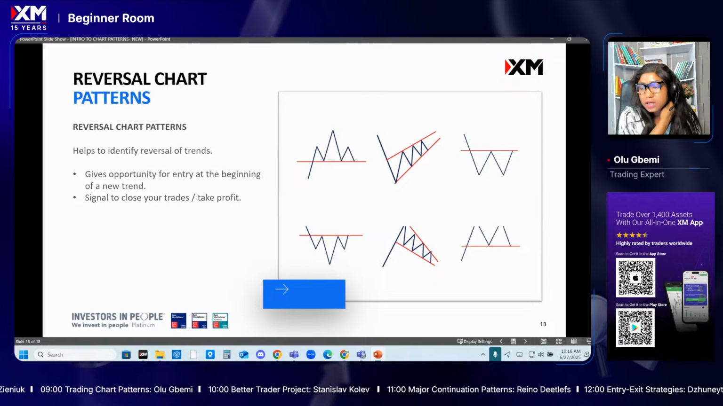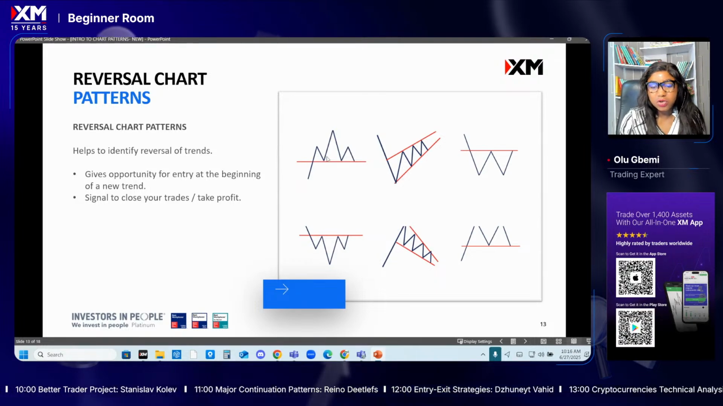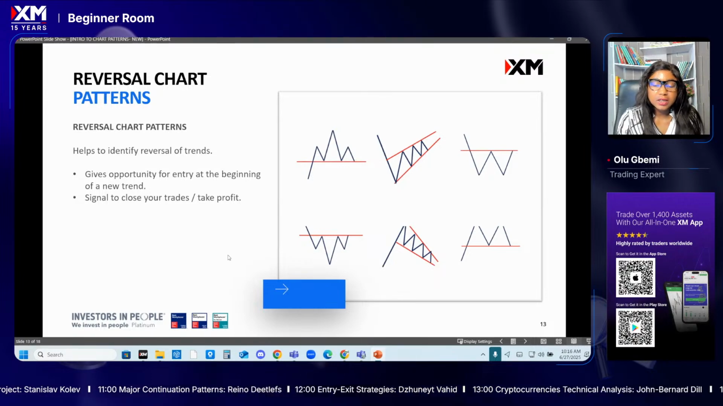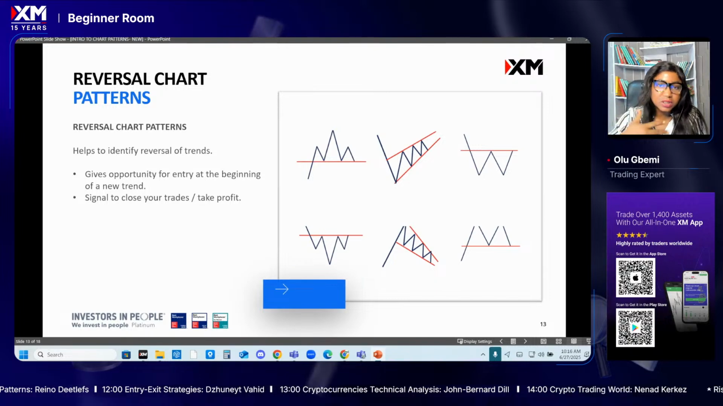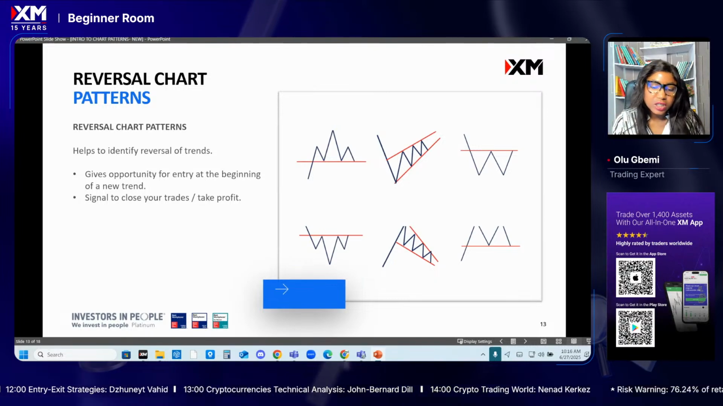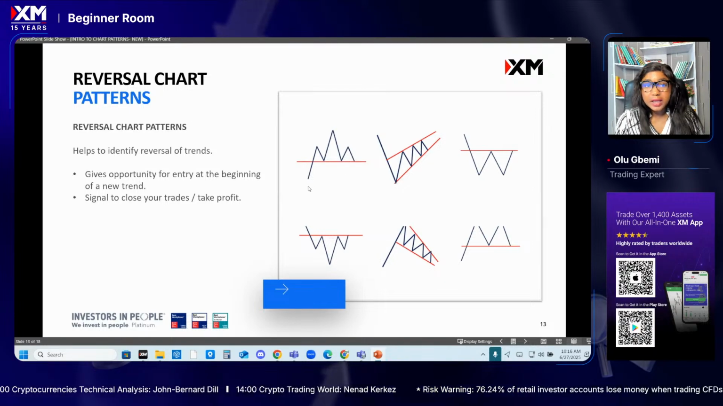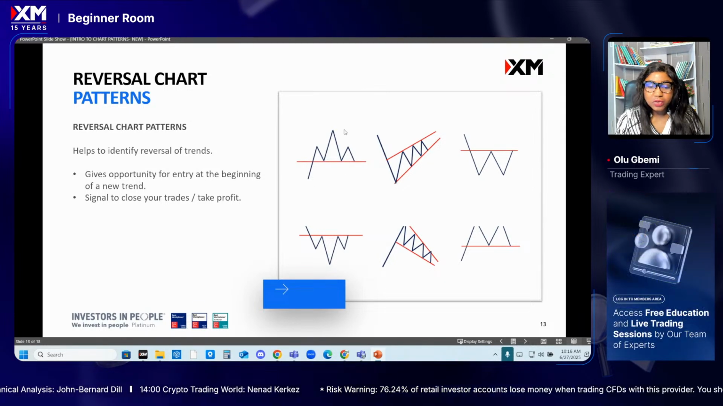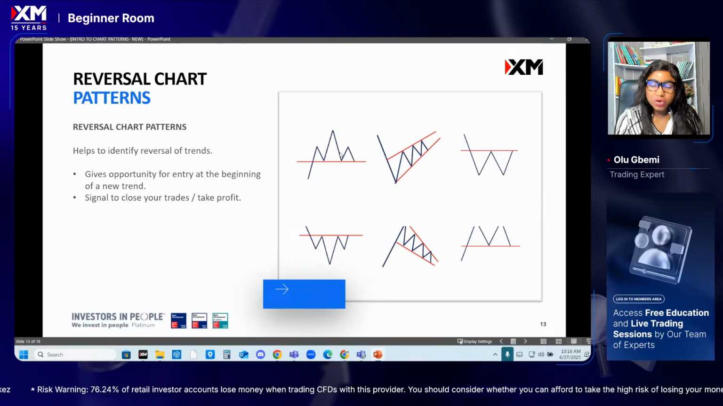So say that I am seeing this kind of pattern, which is head and shoulders top, in an uptrending market. In an uptrending market, I probably have been doing a buy because the price has been trending to the upside. Now I see this pattern. What will I do? I'll close my buy and I'll start looking for my entry point for a sell. Why? Because this is signaling the end of the uptrend and the beginning of a downtrend.